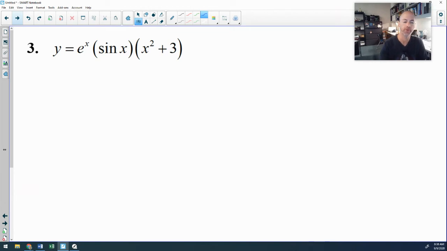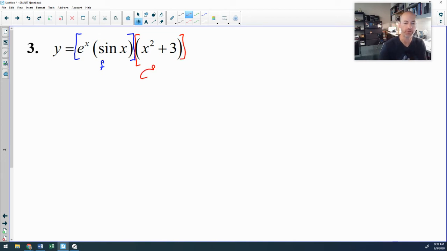Okay, so let's look at 3, and 3 introduces a new situation where we now have a product of 3 functions. I have an e to the x, a sine x, and an x squared plus 3. So one of the approaches to this, and this is probably how a textbook would teach you to do it, is to group 2 of those together, and let's call that grouping the function f, and then we'll leave the second one or the last one alone, and we'll call that g.